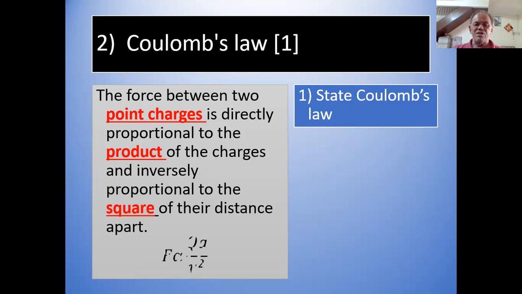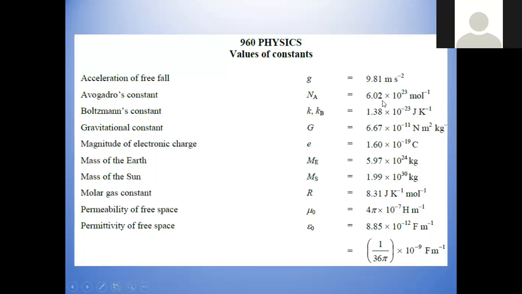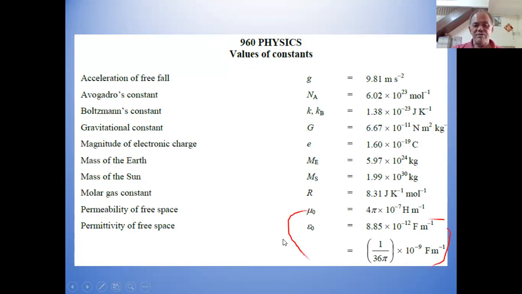And then the G with a constant, that's all. So that is how you write it in mathematical form. Okay. And that is your value of constant given in your exam. Right? You need to know where to find your epsilon naught. That's epsilon naught.